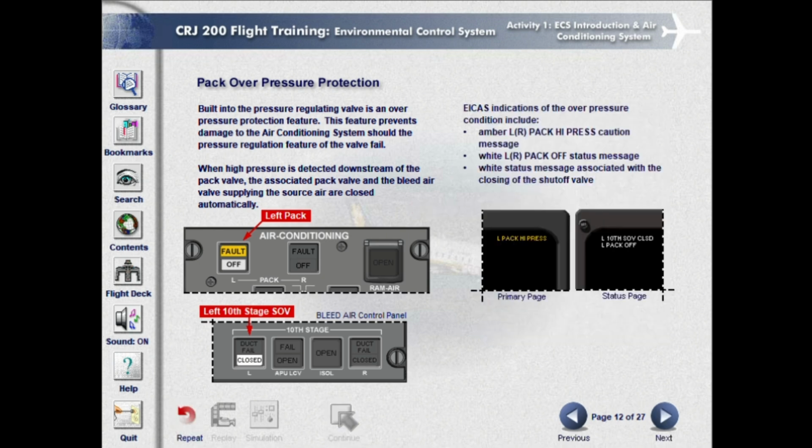ICAS indications of the overpressure condition include an amber left or right high pressure caution message, a white left or right pack off status message, and a white status message associated with the closing of the shutoff valve.